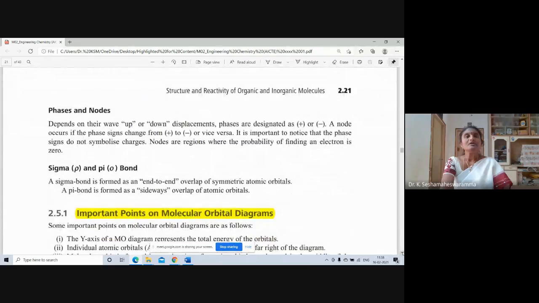A node occurs if the phase signs change from positive to negative or vice versa. It is important to notice that the phase signs do not symbolize charges, as I explained. Nodes are regions where the probability of finding an electron is 0, exactly opposite to the orbital. In the orbital, the probability of finding an electron, or electron density, is maximum. Nodes are regions where the probability of finding an electron is 0.